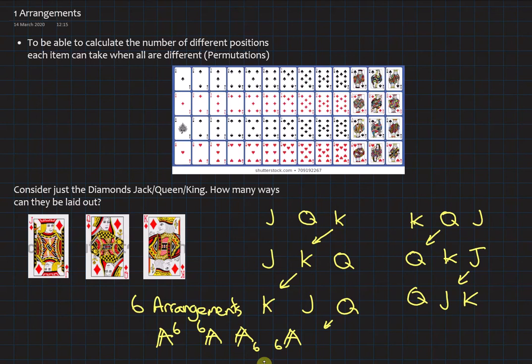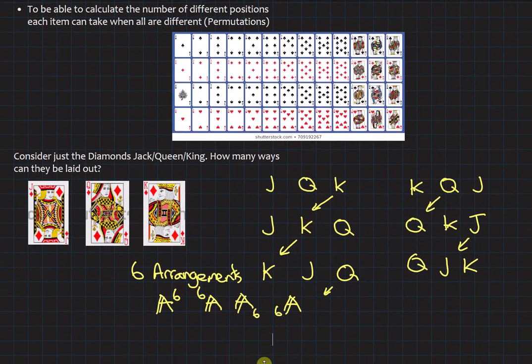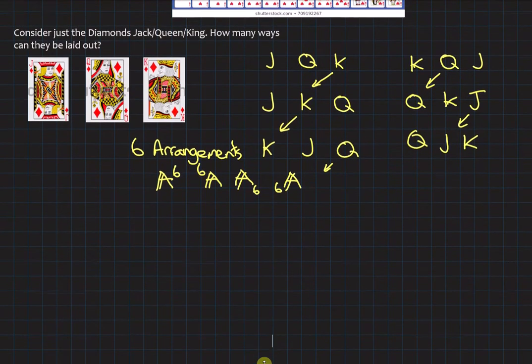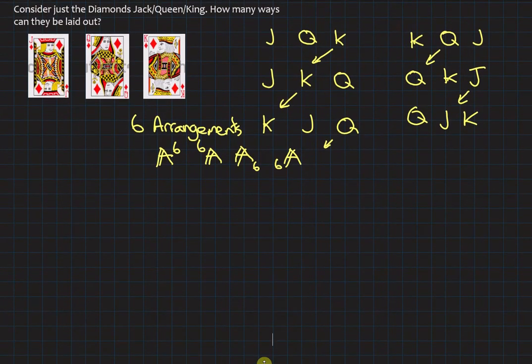The question is, how many arrangements are there for different sets of cards, different numbers of cards? So each time I'm going to ask you a little question. Let's consider just a letter A. How many ways can I write the A down so that it actually is different to the ones before? Well, there's 1. So the arrangements of one item is 1.